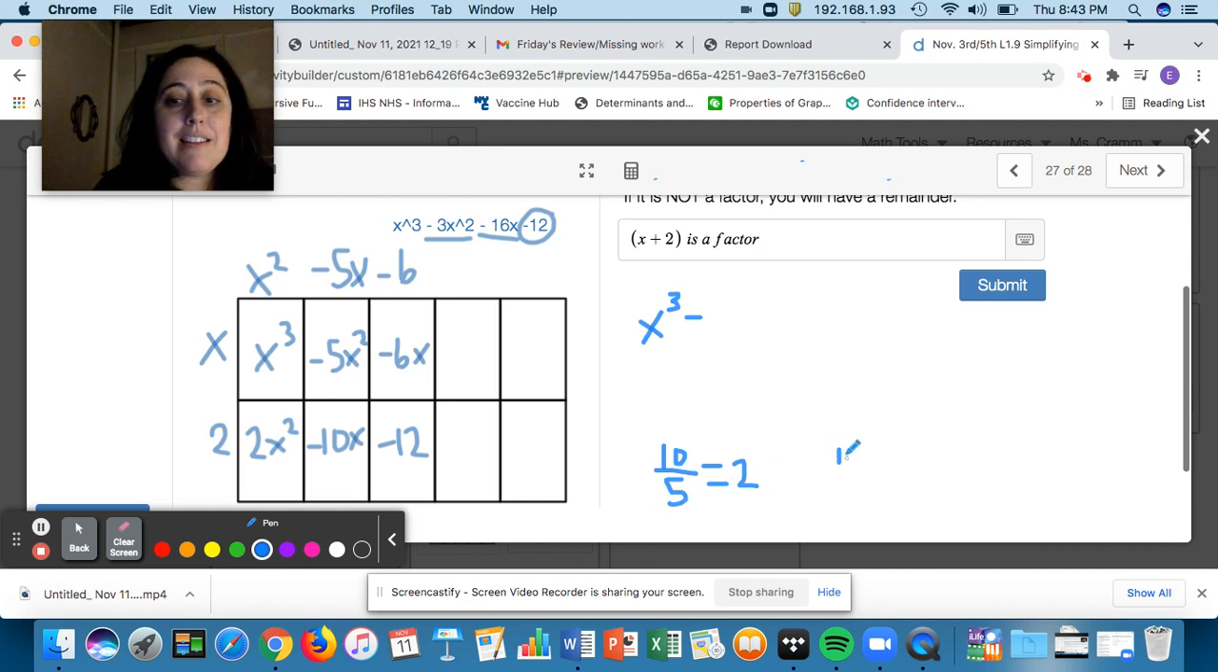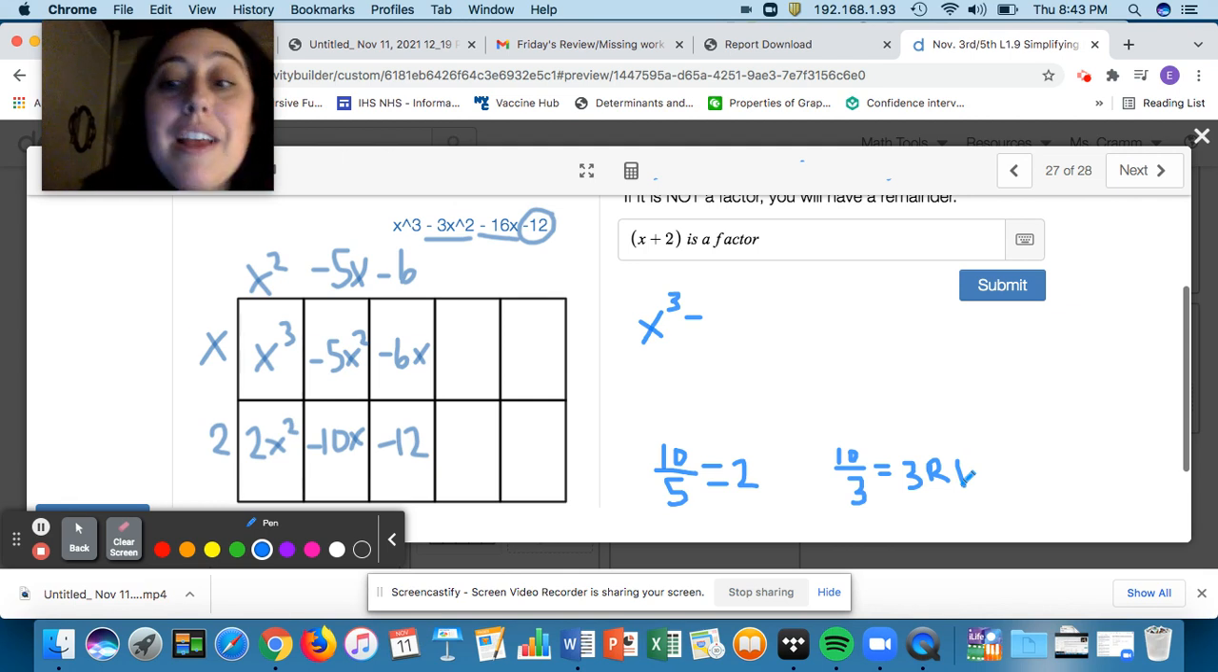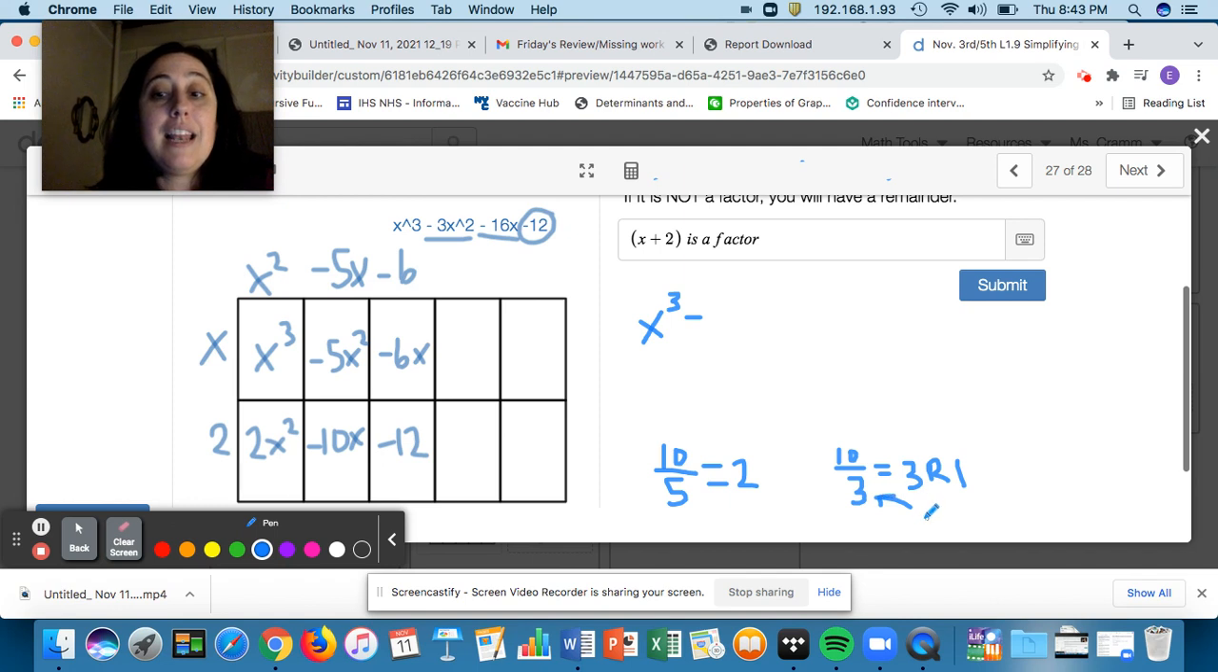If I had 10 divided by 3, then 3 goes into 10 three times, that would be 9, and it would have a remainder of 1. So think back to your long division days. That's basically what we're talking about, where 3 is not a factor and 5 is a factor.